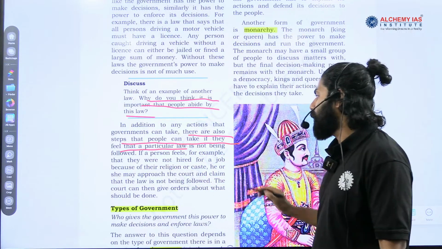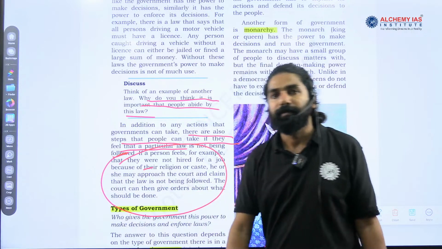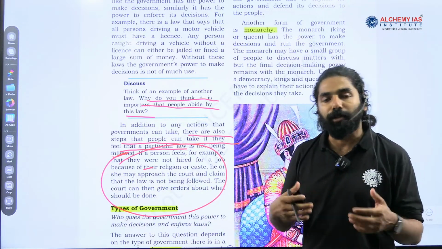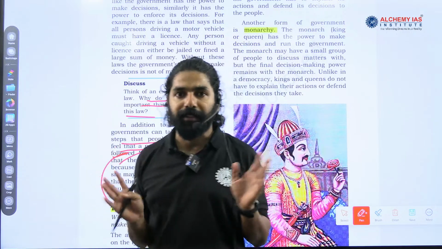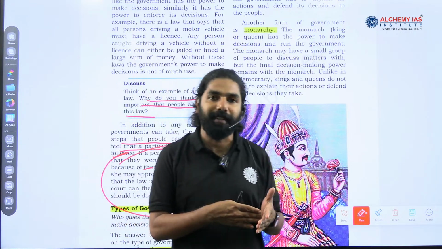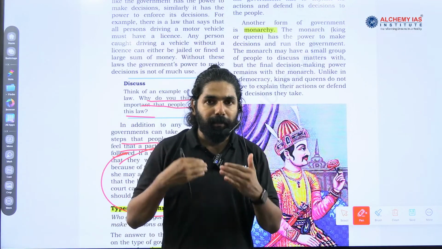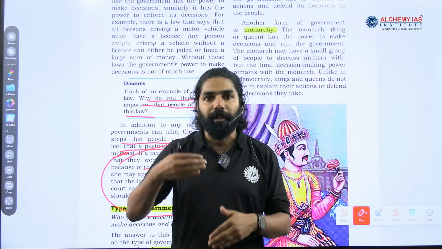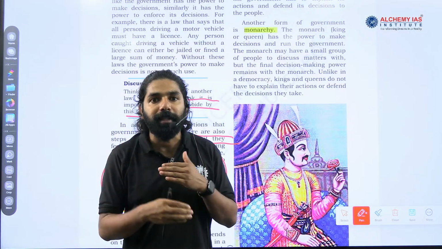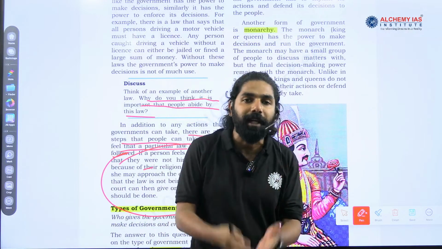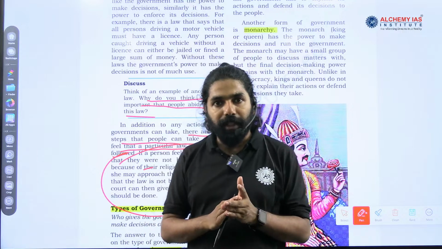if they feel a particular law is not being followed. For example, here they have given an example of equality of opportunity in public employment. Whenever you apply for a government job, for example a UPSC level exam or PSC level exam, and you have applied according to merit, you are eligible and qualified, but they have denied your right to get that job because your religion is different, your caste is different. So these are discriminations.